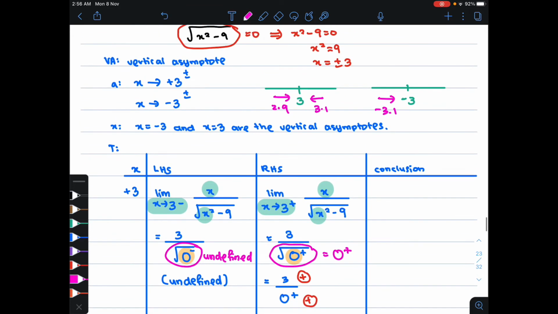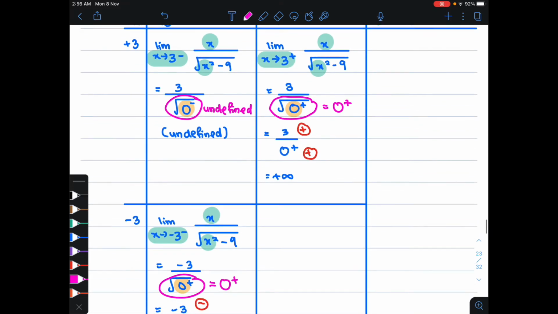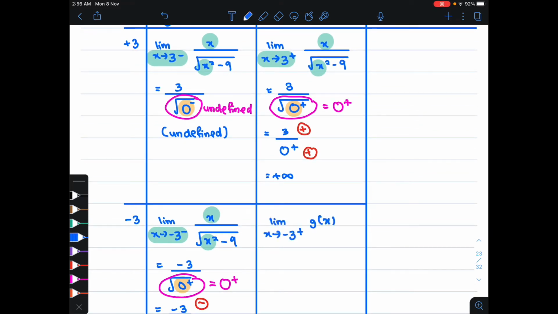So let's look at this one. X is approaching -3 from the right hand side. So here we're gonna write down this, and we already know g(x). Now substitute x equal to -3 into x, and we will get -3 over square root of (-3) squared minus 9. And this is just 0.